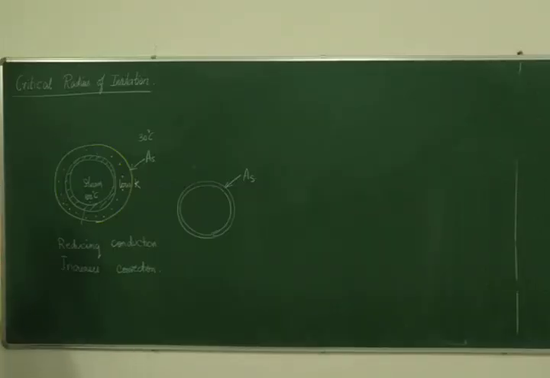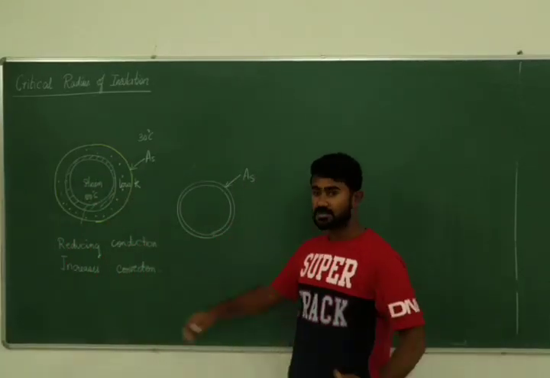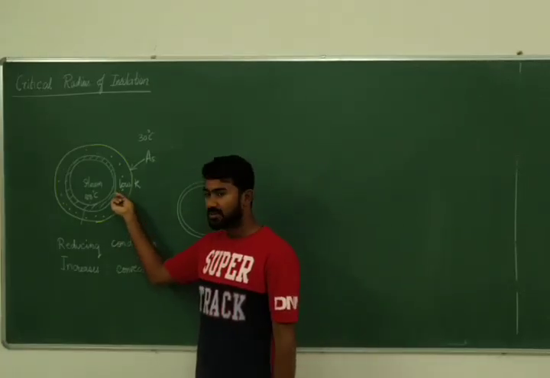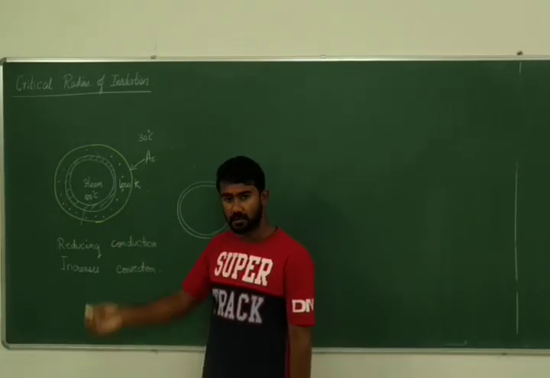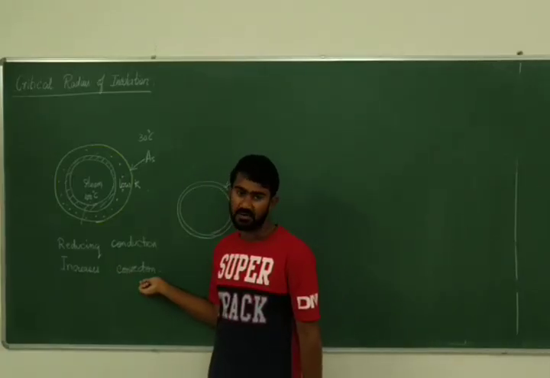Is that clear? So there has to be a compromise. You have to be very careful when you put an insulation. It is not guaranteed that whenever you put an insulation, the heat loss is going to be minimized. Because whenever you add an insulation, the conduction heat loss is minimized because you put a material of low thermal conductivity, but it increases the convection heat loss.